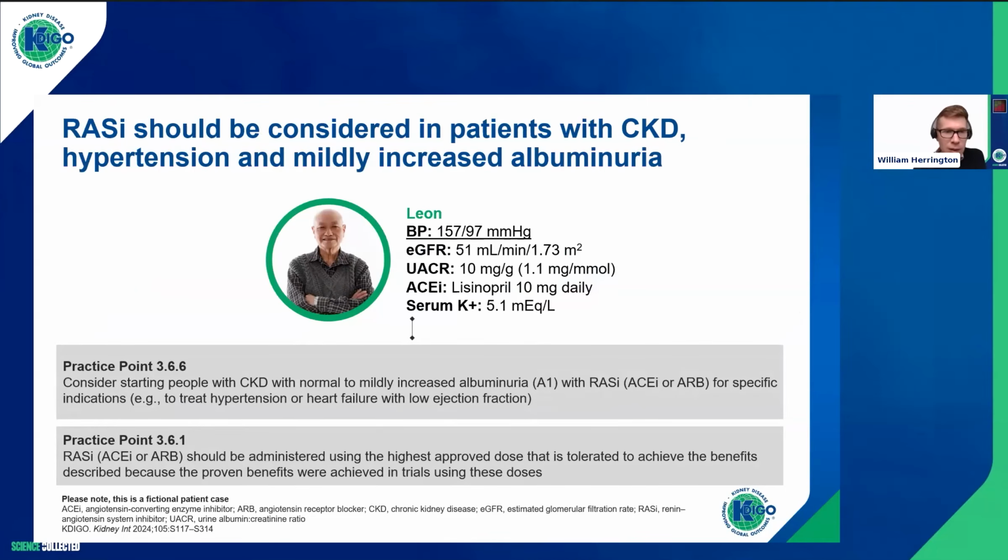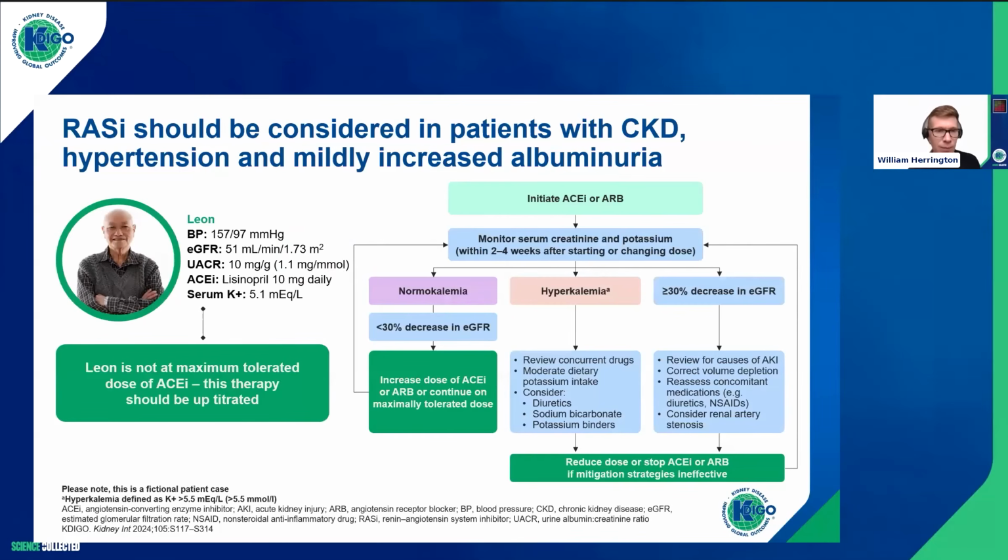So the practice point we have in this KDIGO guideline, because of course Leon is also the type of patient who hasn't been studied with RAAS inhibitors in the past. These are not recommendations; these are practice points. But they're to consider starting people with CKD with A1 levels of albuminuria with a RAAS inhibitor, particularly to treat specific indications like HIM, which is hypertension, or heart failure with reduced ejection fraction, and that these doses of RAAS inhibitors should be administered at the highest approved dose that is tolerated. That's because the trials that have been done have always mandated that the highest dose is used wherever they are allocated that intervention.